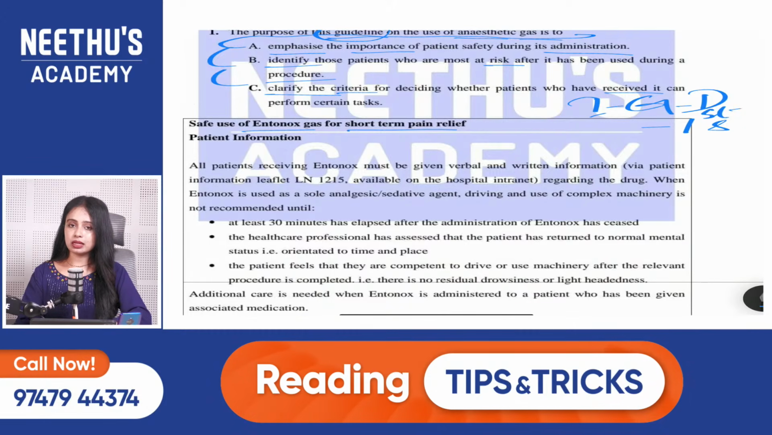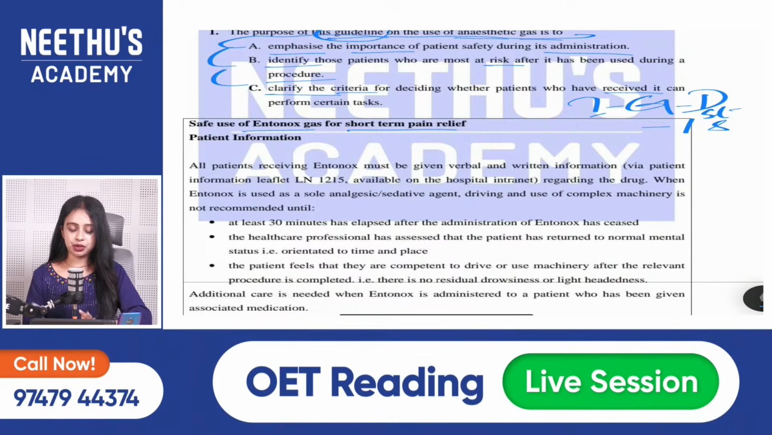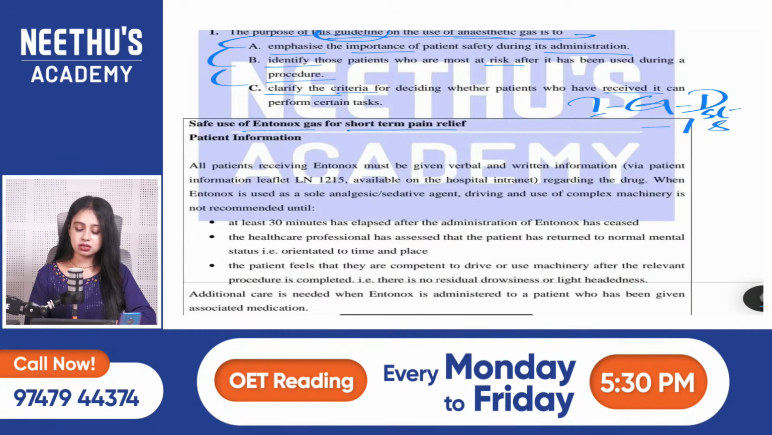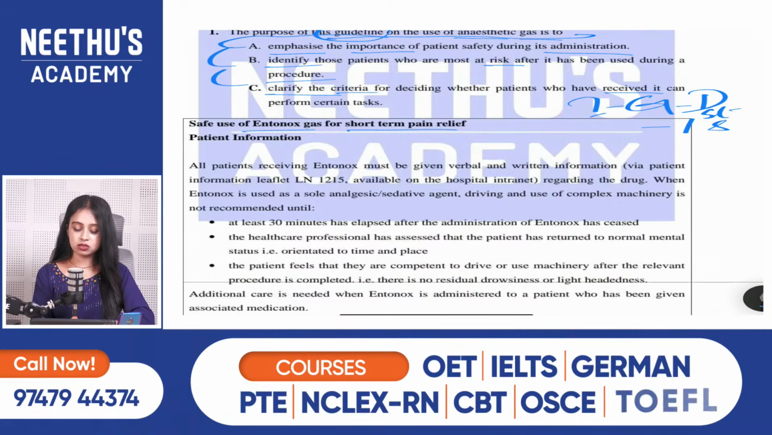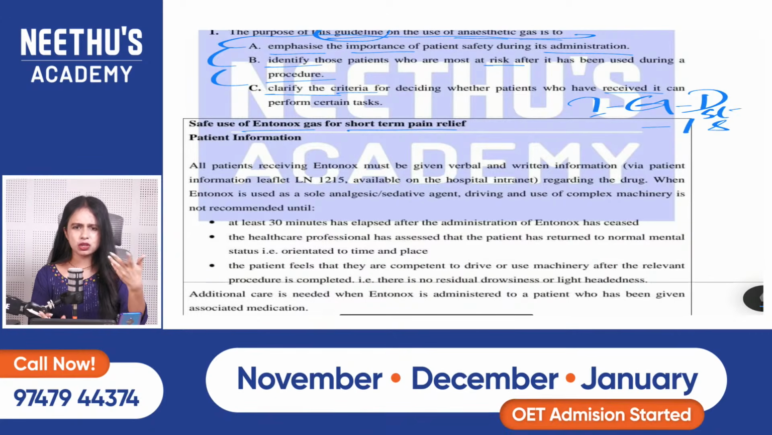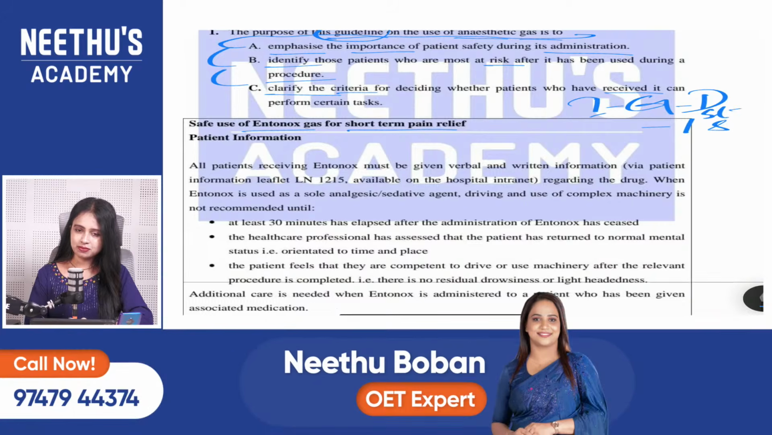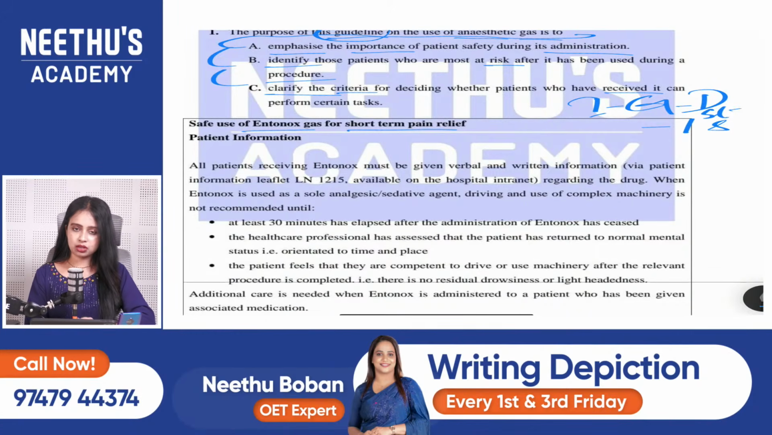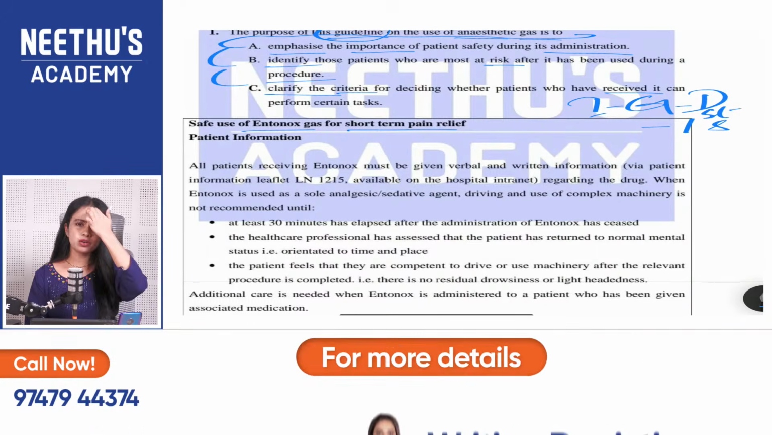And I'm going to read the paragraph. Safe use of Entonox gas for short-term pain relief. Patient information. All patients receiving Entonox must be given. So, how can we identify the category? Suppose in the question they have already mentioned that this is from the guideline category, so we already know the first category. Suppose it is not mentioned, what will you do? Suppose the guideline or the category is not mentioned here, then what will you do?